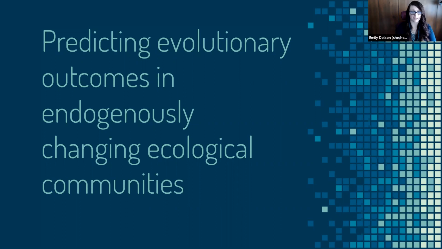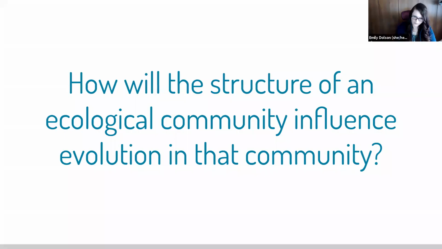I'm going to talk about how we can predict evolutionary outcomes in these ecological communities. Specifically, the question I'm interested in is, how will the structure of an ecological community influence evolution in that community? This is really important to understand to solve the overarching question of how we steer evolution, because another point of control that we have might be setting up the structure of the ecological community. And maybe for these complex endogenously changing fitness landscapes, that's the best that we can do, because we can't really control the fitness landscape like I was talking about for the previous type of control.